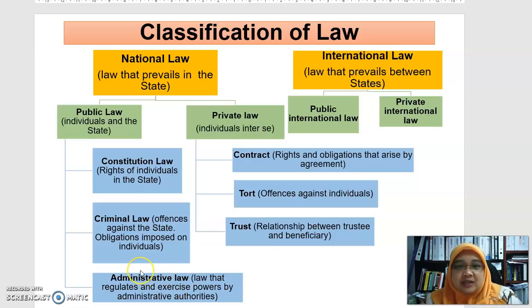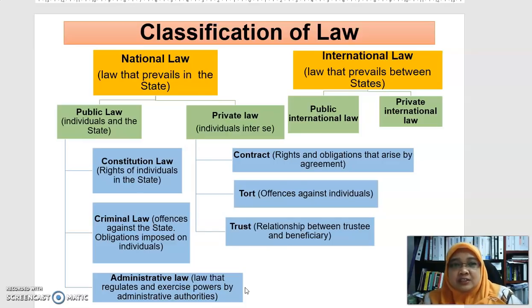And the last example is administrative law, which is the law that regulates the exercise of powers by the administrative authorities. What happens here is that the act or statute will give the administrators certain powers to enforce the law in our country. So this is administrative law, which you're going to learn later.